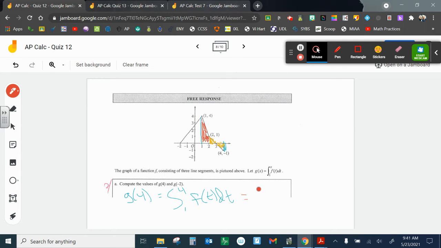That is going to be my answer here. So 1/2 sum of the bases, that's going to be 4 plus 1 is 5 times the height, which is 1. And that's just 5/2.